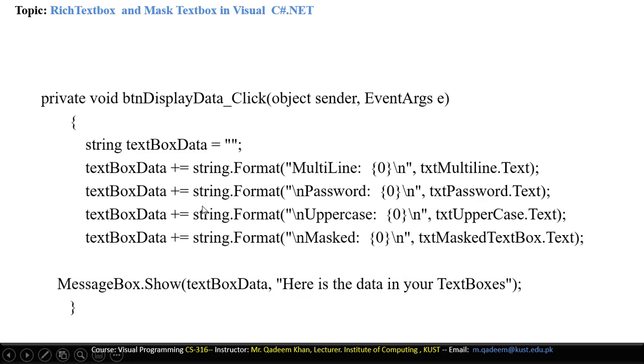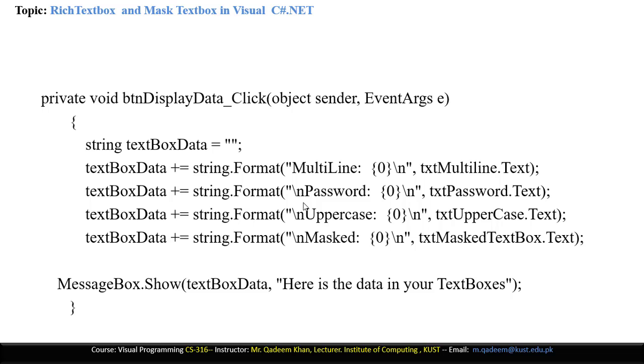So the mask text box is used to type different types of data. Unlike the text box and the rich text box, which take particular simple data, the mask text box is used to take the data in a certain format. Now, dear students, we will implement the mask text box for another example.